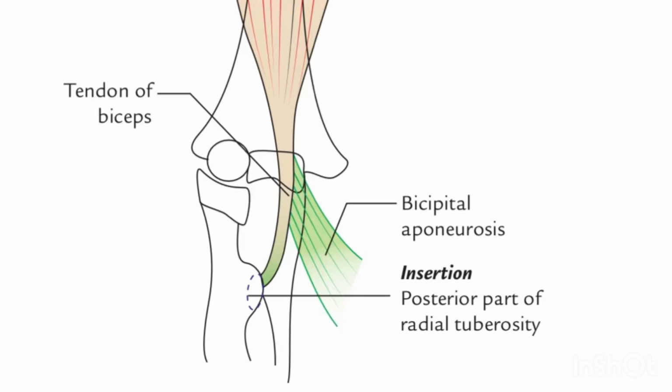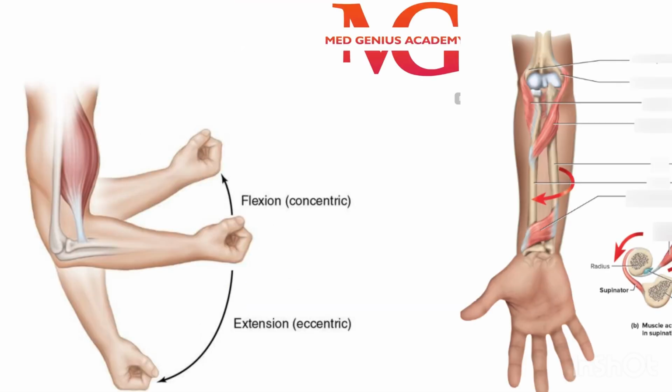Once it forms that belly, it inserts on the radial tuberosity. When it's inserting on the radial tuberosity, it crosses with the bicipital aponeurosis, because a muscle cannot just cross a joint like that. It needs an aponeurosis to assist in crossing. The bicipital aponeurosis is the deep fascia of the forearm. So we know it inserts on the radial tuberosity and the bicipital aponeurosis. What is the nerve? The musculocutaneous nerve. What action does it give? Biceps flexes the forearm at the elbow.